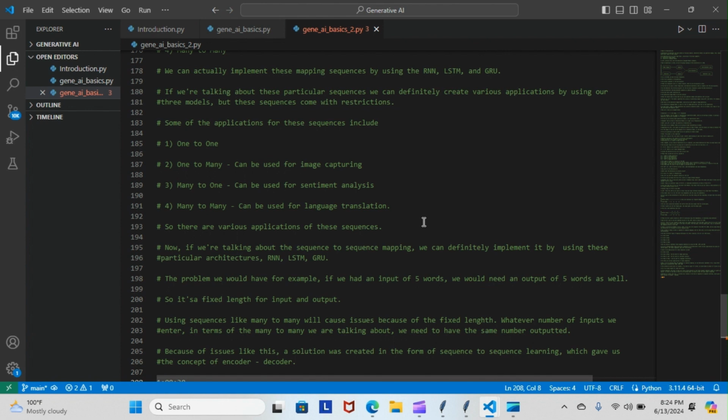Because of issues like this, a solution was created in the form of sequence to sequence learning, which gave us the concept of encoder decoder, which, if you've been paying attention for the last few videos, was actually one of the last concepts we went over in our artificial intelligence course. So it seems like we're picking up right where we left off, which is a good thing because everything's running concurrently, and I didn't even know it was going to go like that, but hey, it's all good for us.